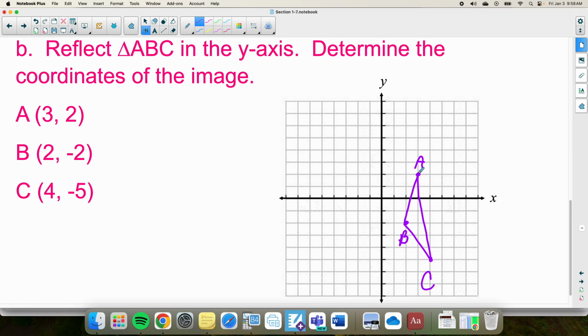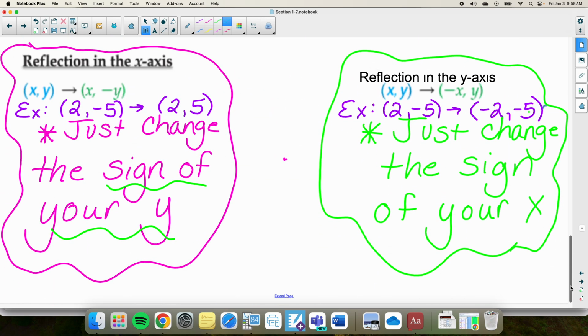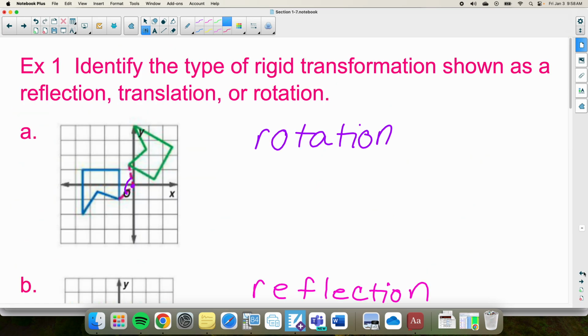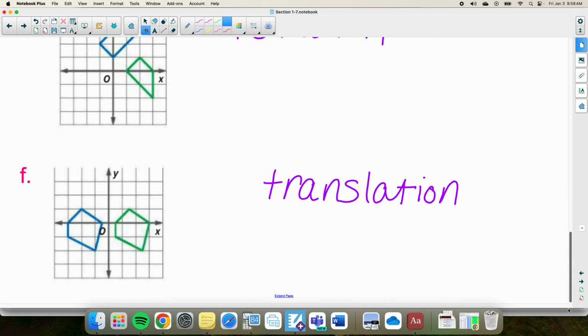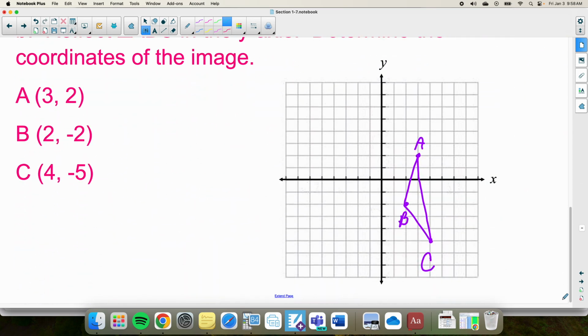Okay, now this time I am reflecting it over the y-axis. So this is going to be that second rule you wrote down, and when you reflect it over the y, you change the sign of your x. Or if you don't want to do it that way, I'll show you how to do it on the actual graph itself. Okay, so let's not worry about the rule. Let's just look at how would I do this on the graph itself.